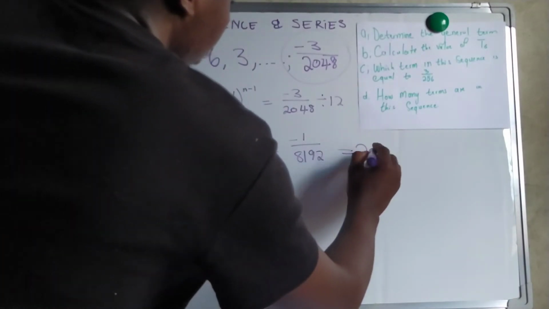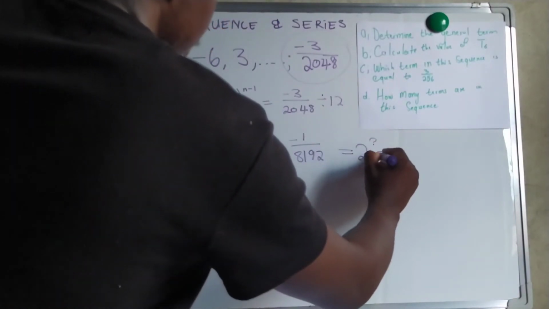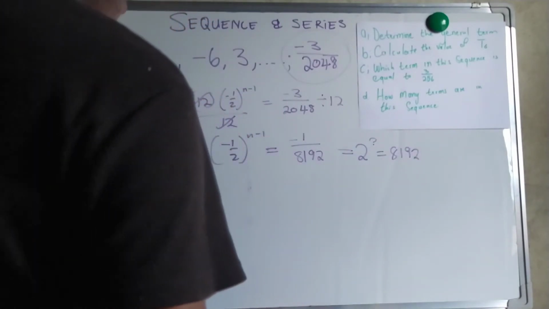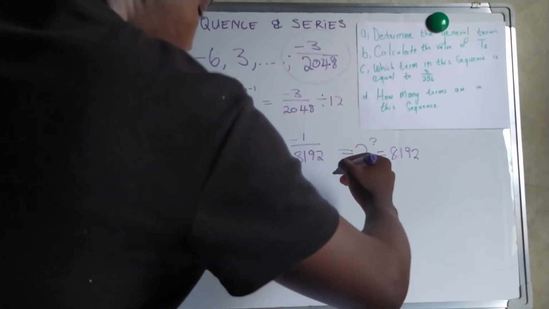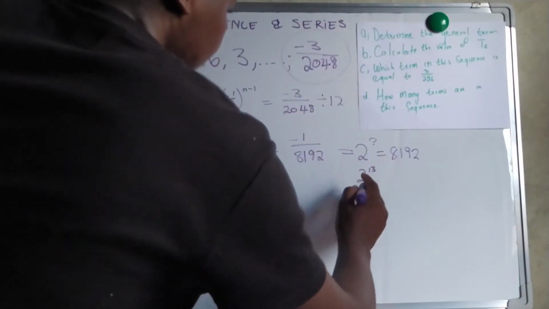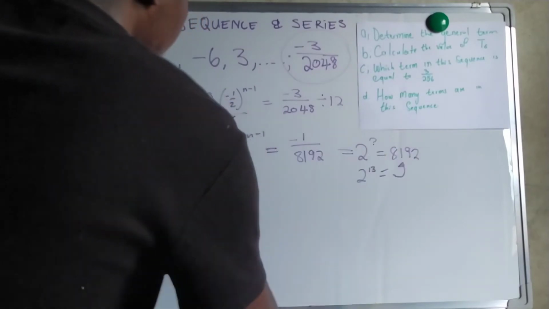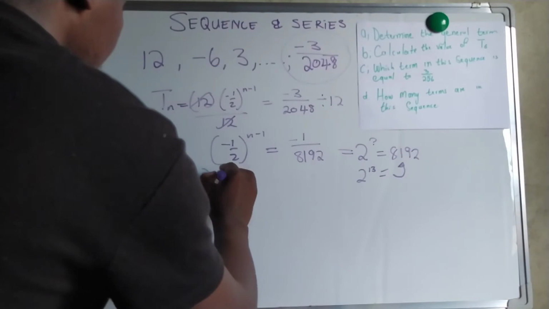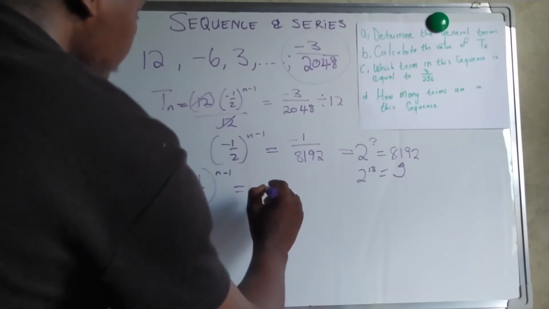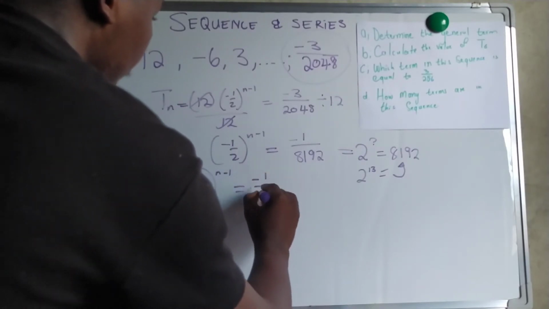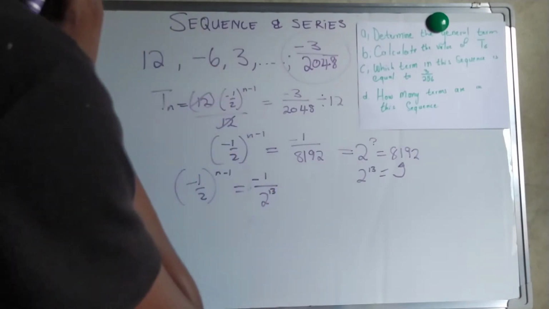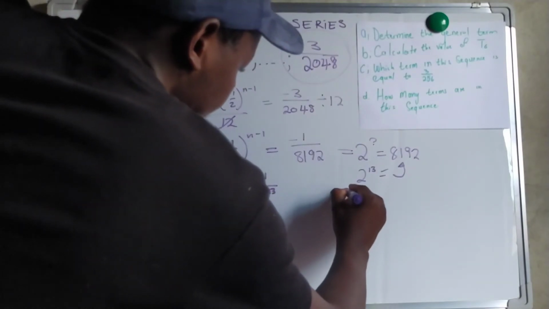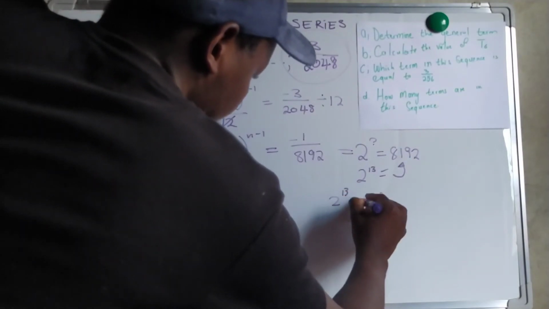So you're going to say 2 to the exponent whatever will give you 8,192. You're going to try out numbers. You can start from 10, 11, 12. You then realize that 2 to the exponent 13 is equal to this. Okay. Then we can come back. We'll say negative half to the exponent n minus 1 is equal to minus 1 all over 2 to the exponent 13. Okay. So here I just want to make a disclaimer. 2 to the exponent 13 is not equal to negative 2 to the exponent 13.